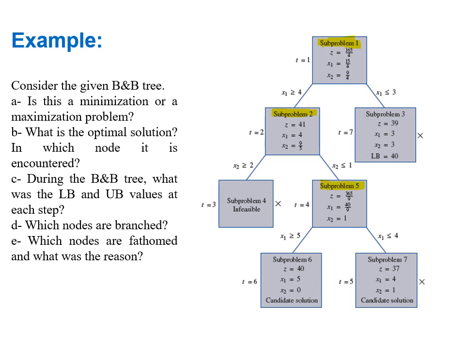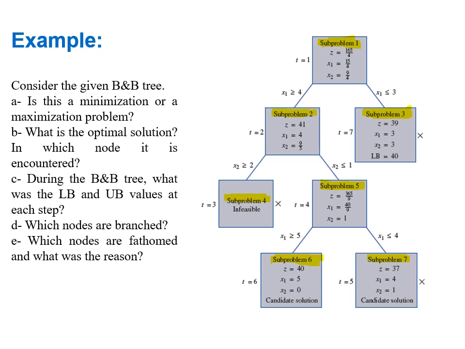Okay, part E asks which nodes are fathomed. If you see subproblem 3, this one, subproblem 4, this one, subproblem 6 and subproblem 7, they are fathomed. And it asks for the reasons for fathoming. By the way, be careful, this subproblem 3 does not indicate the order of exploring this node.